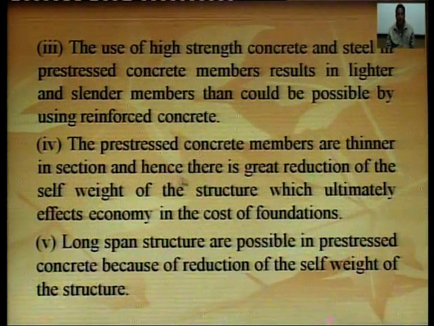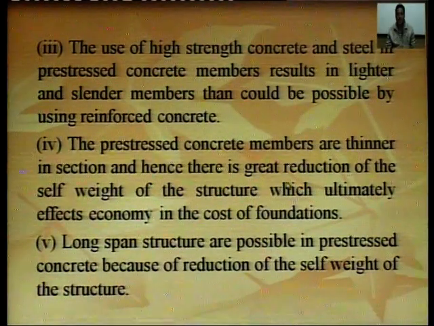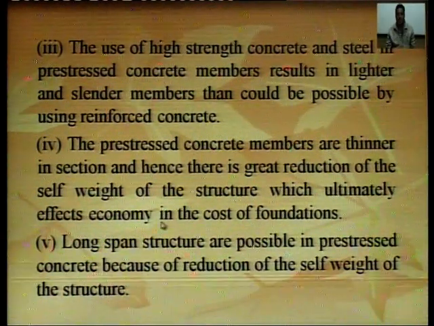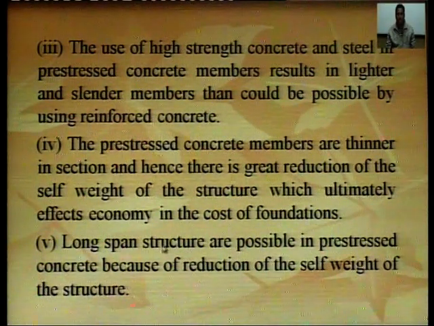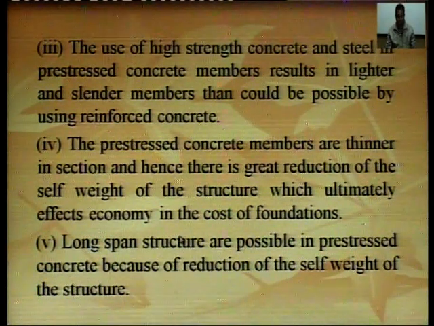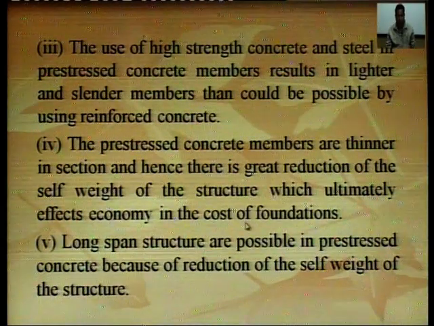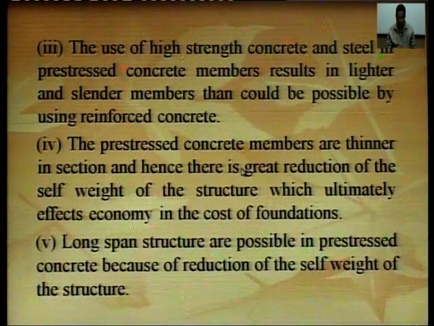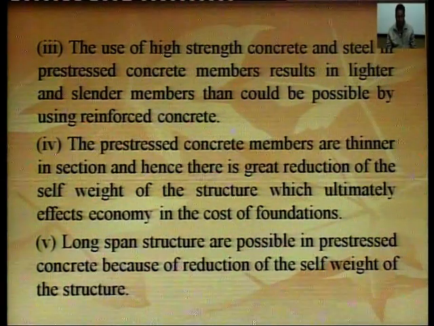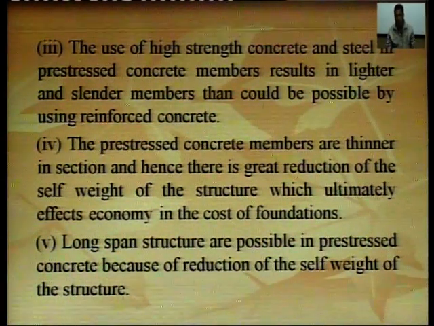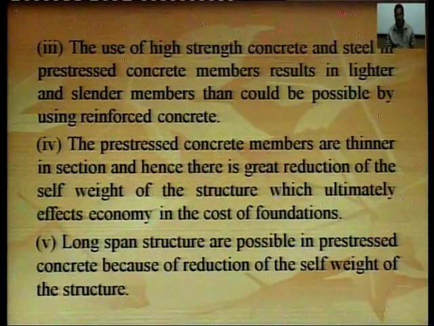and hence there is a great reduction of self weight of the structure, which ultimately affects the economy in the cost of foundation. Pre-stressed concrete members do not require too strong a foundation because these are lighter in weight.